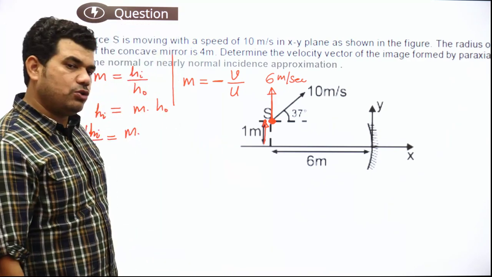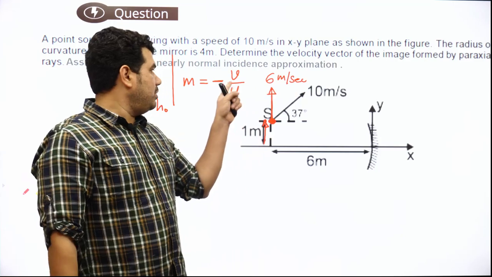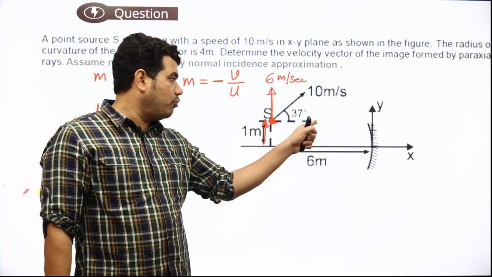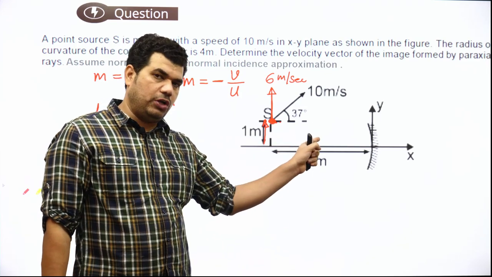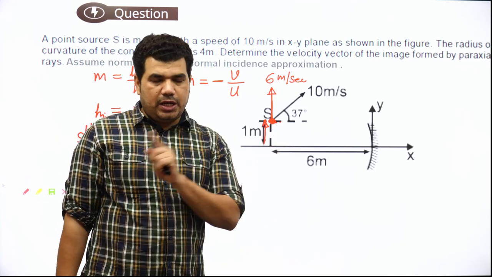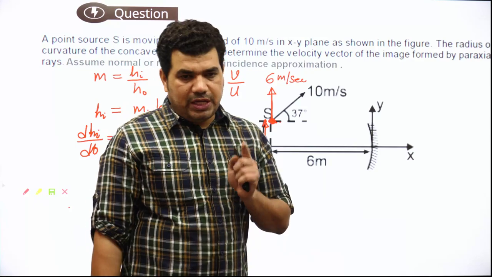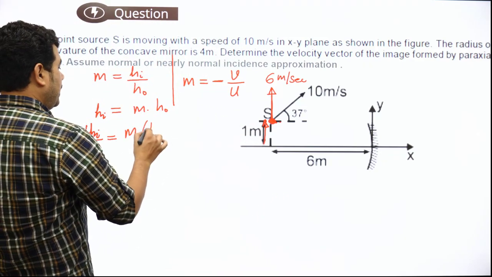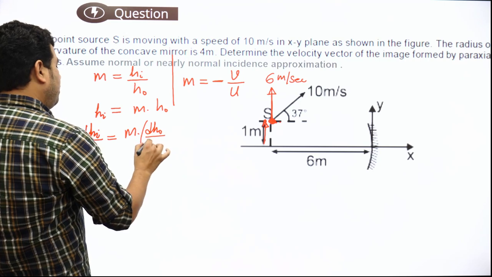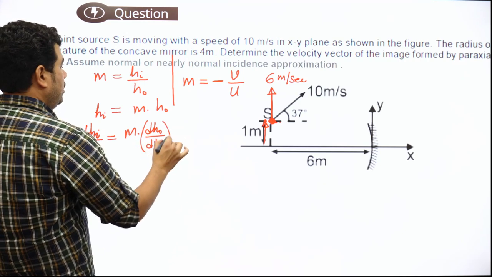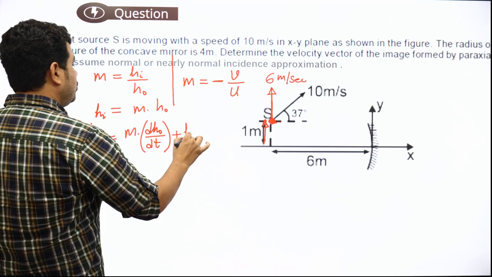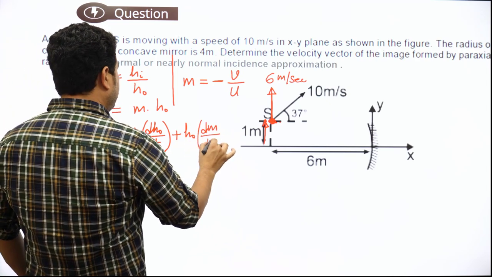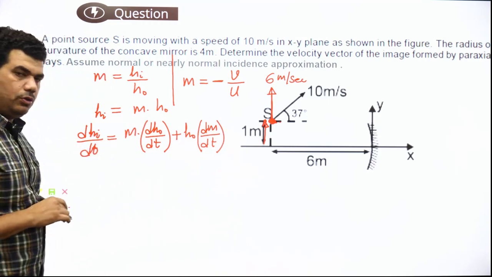...m, because m is not constant. How can we say m is not constant? Because m is v by u, and u is changing due to this motion, due to this velocity. That's why we cannot say M is constant. So we have to differentiate like M dh naught by dt plus h naught and dm by dt. Okay.